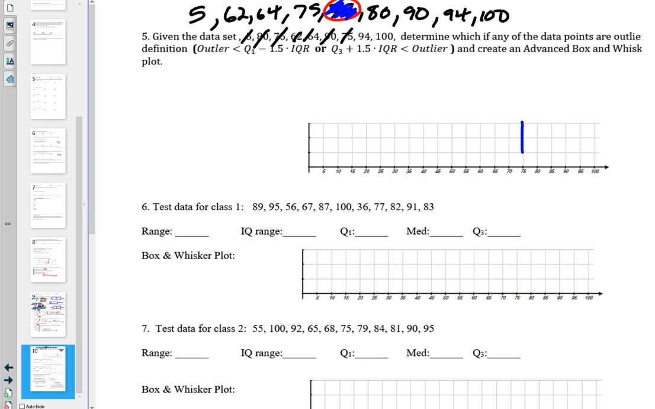How many are on each side of the median? 4, but since 4 is an even number, now you have to average the 2 in the middle. So in between 62 and 64 is 63. I have to kind of guesstimate where that would be. The average of 90 and 94 is 92. If I add 90 plus 94 and divide by 2, I get 92.